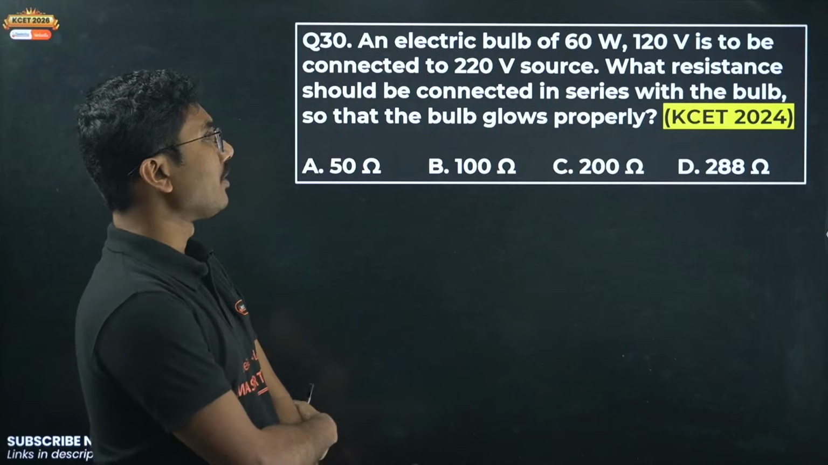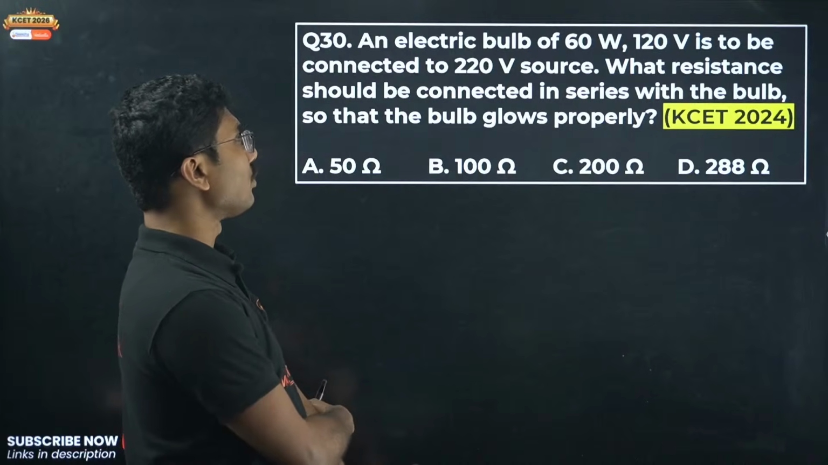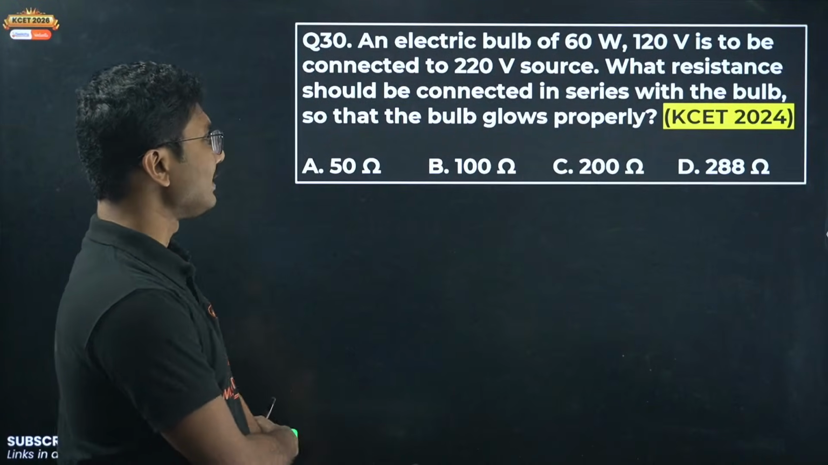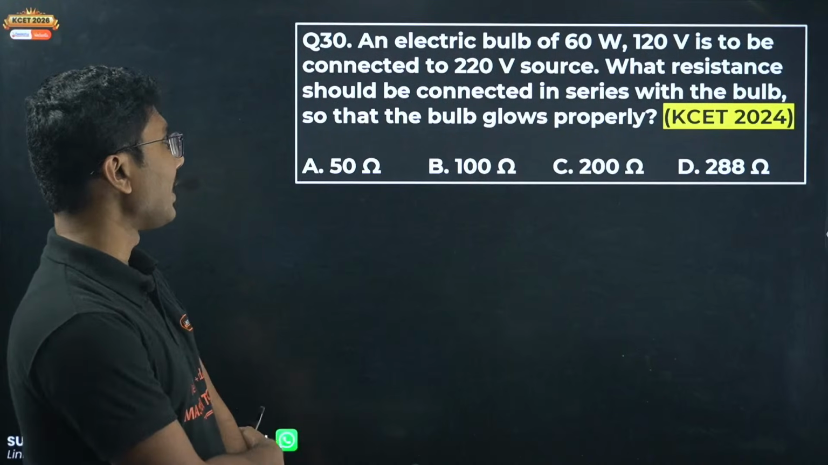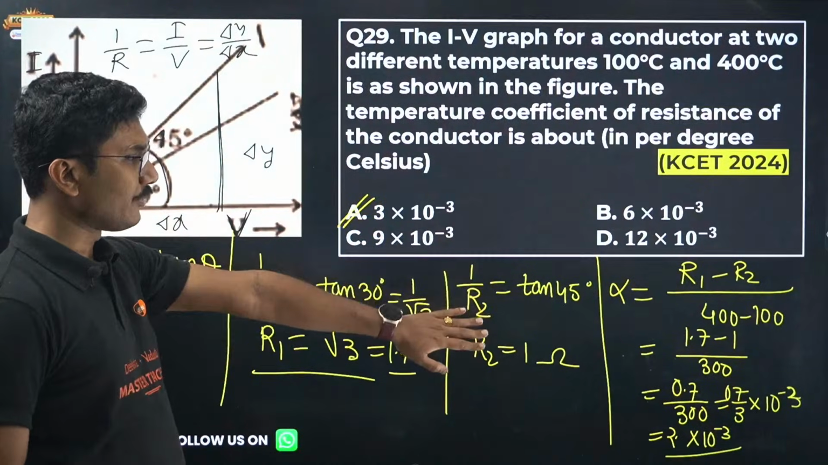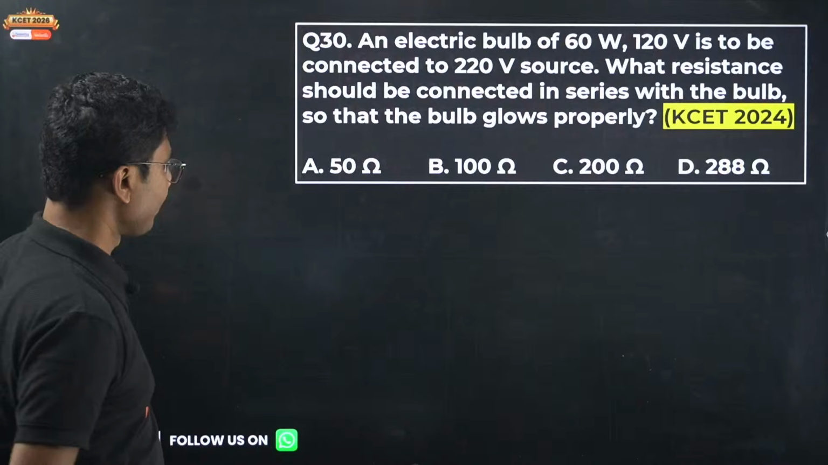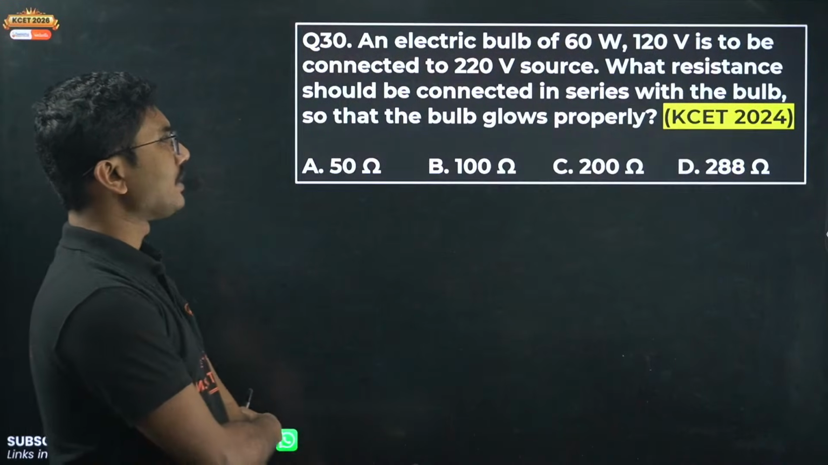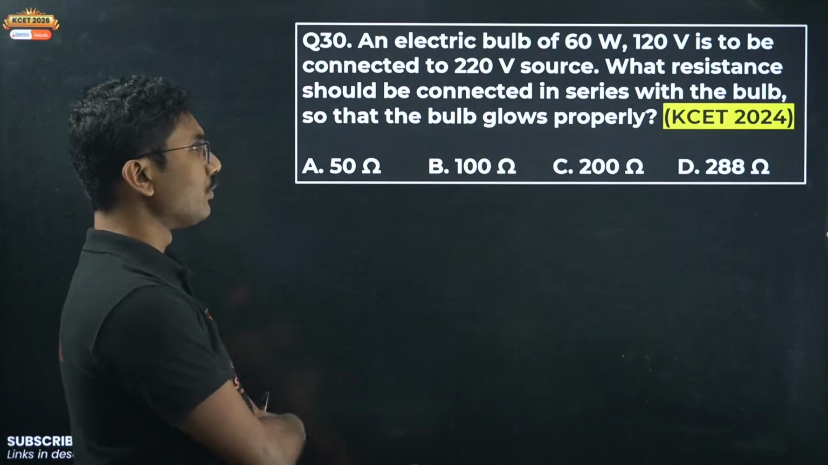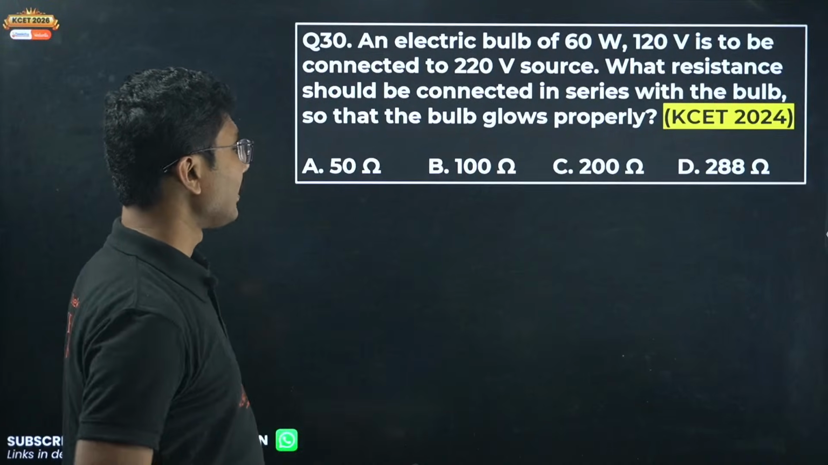Last year the system of particle based question was slightly tricky, and it is time taking as well. An electric bulb of 60 watt 120 volt is to be connected to a 220 volt source. What resistance should be connected in series with the bulb so that the bulb glows properly? So last answer A is correct, but if you solve it, your answer will not be exactly very close to the correct answer. Now, an electric bulb of 60 watt and 120 volt is to be connected to 220 volt source. What resistance should be connected in series with the bulb so that the bulb glows properly?